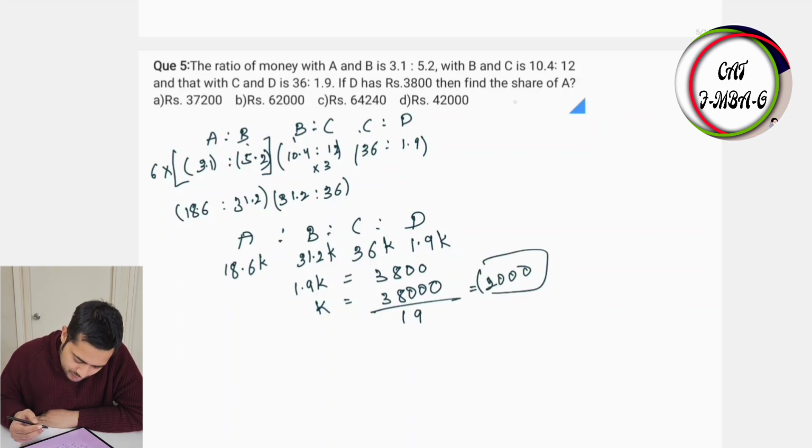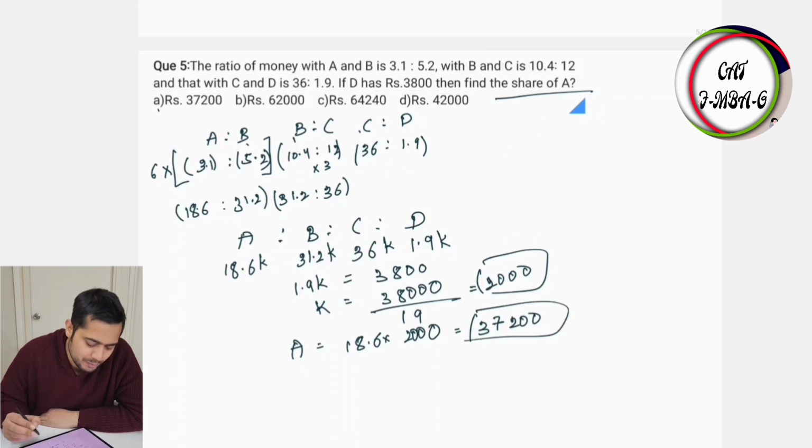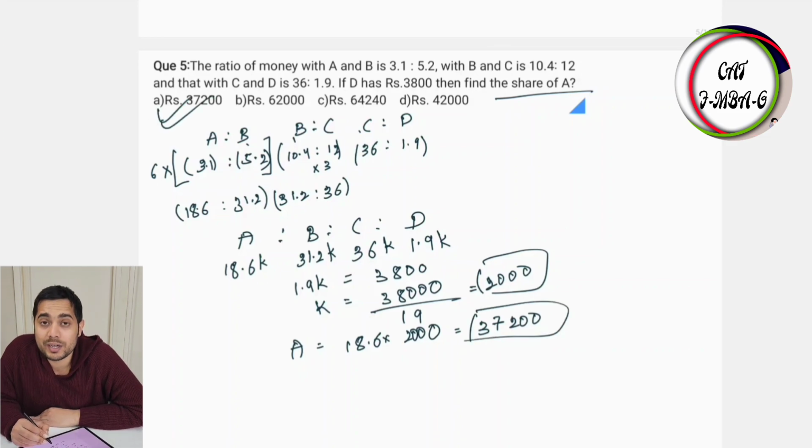It is asked what is the share of A. So share of A is equal to 18.6 into 2000. So it is equal to 37,200 something. This should be your right answer, option number A. Okay, so let's move ahead to the next question.